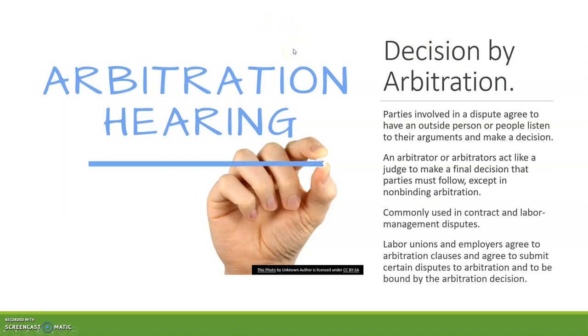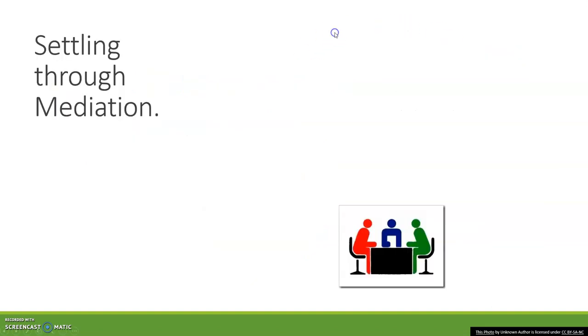This is commonly used in contract and labor management disputes. Labor unions and employers agree to arbitration clauses and agree to submit certain disputes to arbitration and to be bound by the arbitration decision. So again, arbitration is another way that disputes can be settled outside of court sometimes.